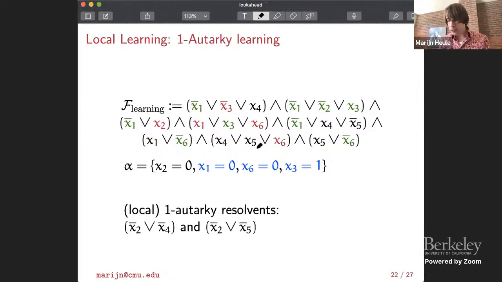As a consequence, you can learn the binary clauses, the one autarky clauses, not x2 or not x4, and not x2 or not x5. So x4 implies not x2, and x5 implies not x2. And the one autarkies actually happen very frequently. While autarkies hardly happen, one autarkies frequently happen, and you can do this local learning. So this rounds up the local learning aspect of this talk.